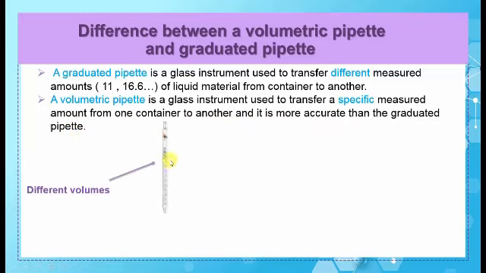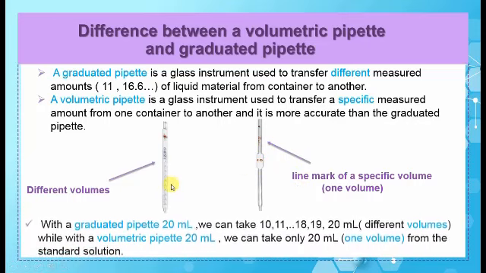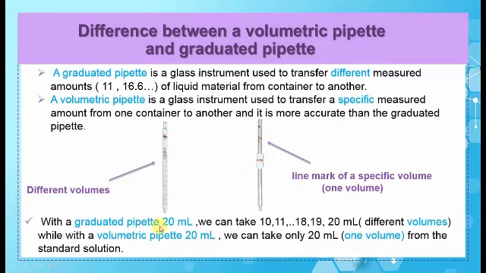You can observe here the different volumes in the graduated pipette. While in the volumetric pipette, the line mark indicates one volume, such as in this figure 10 milliliter. So the line mark shows a specific volume, one volume. So with a graduated pipette 20 milliliter, we can take 10, 11, 18, 19, 20 milliliter different volumes. While with a volumetric pipette 20 milliliter, we can take only 20 milliliter, one volume from the standard solution.